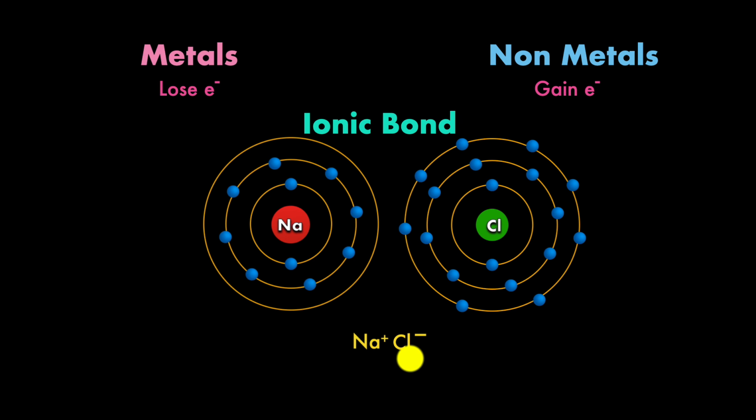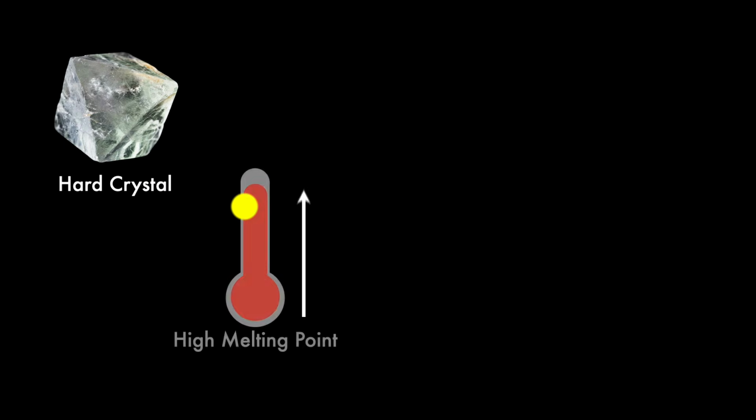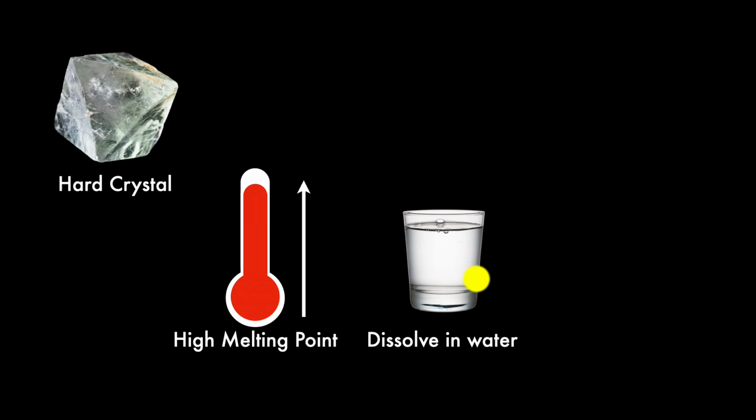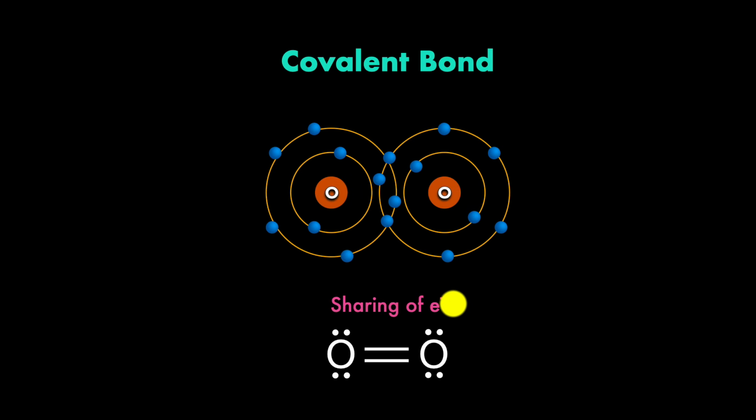And because this force of attraction is pretty strong, ionic substances often form hard crystals. They have very high melting points and can dissolve in water. And when they dissolve in water, you'll have a lot of ions, charges that can move around, which means they will conduct electricity when melted or dissolved.